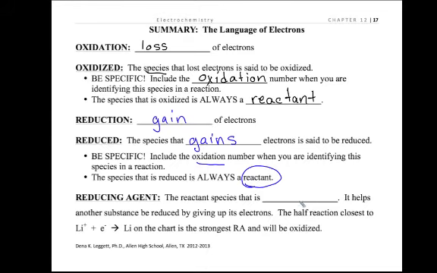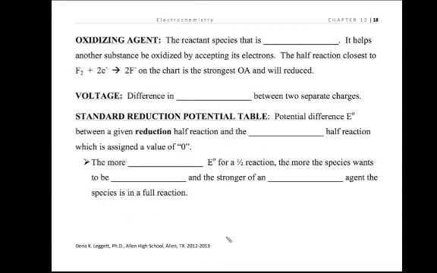The reducing agent is the species that is oxidized. It helps another species be reduced by being oxidized. Just like a travel agent helps you travel, but doesn't travel with you. Okay, now let's go on. The oxidizing agent is the one that's reduced. They're simply opposite names. And it's terminology that I think is most important.